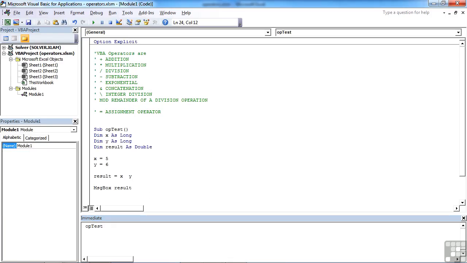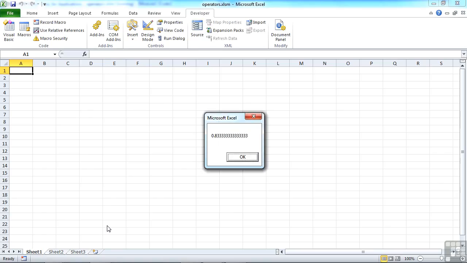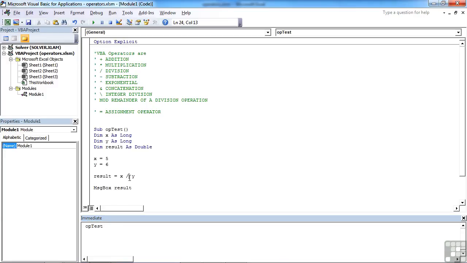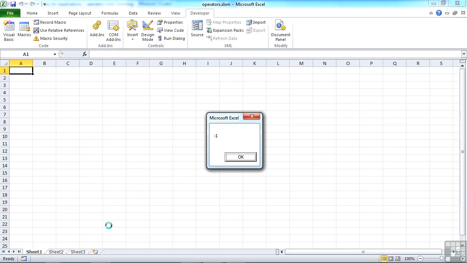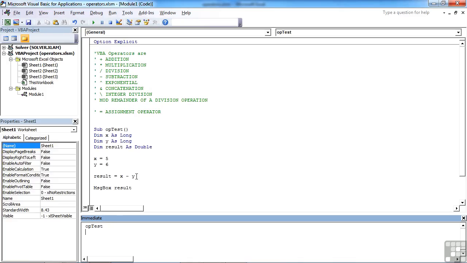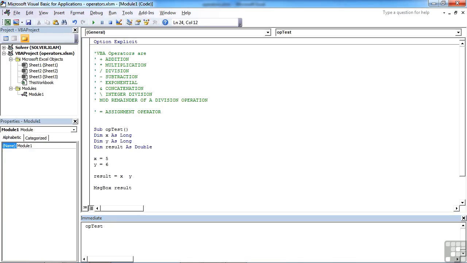Divide. So if we place x / y, that's x divided by y. So 5 divided by 6 will give me a number of decimal places, 0.833333333. It works. Subtract. Minus 1. So 5 minus 6. And the last of the math ones here is the exponential. So that's now 5 to the power 6.